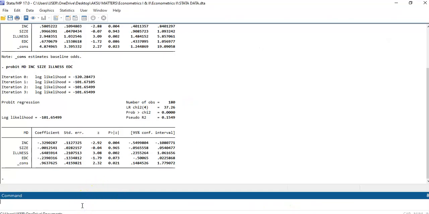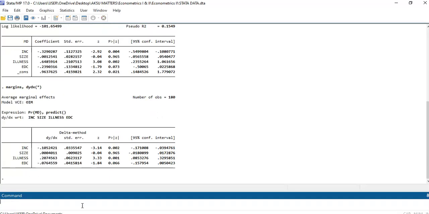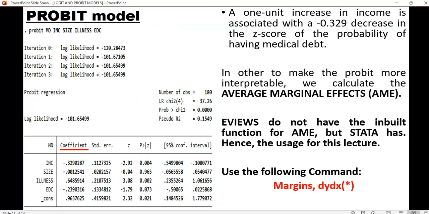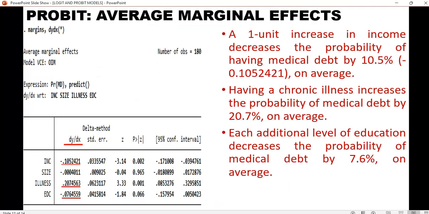Margins, dydx(*). Enter. Good. That is it. We've gotten our average marginal effect. Let us see the expanded version of it. This is our average marginal effect. In this case, we can interpret it appropriately.